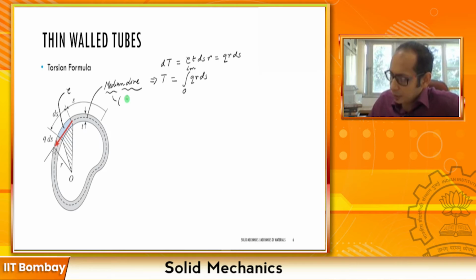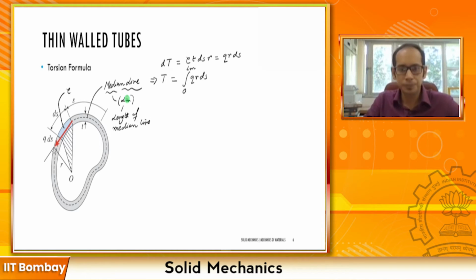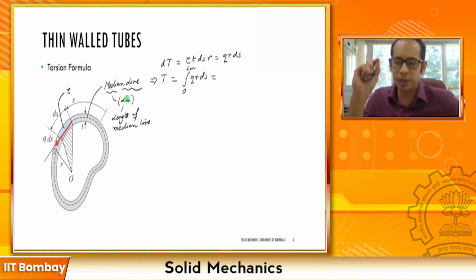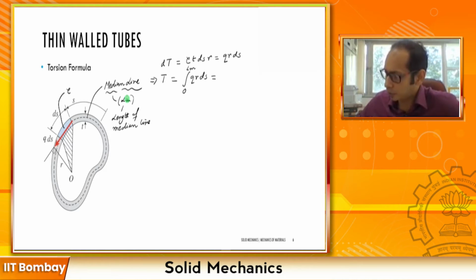So here I'm going to call this lm, which is nothing but the length of the median line. Since q is a constant, we derived that q, the product of the shear stress and the thickness, is the same throughout. So I can pull the q out of this equation: q times the integral from 0 to lm, the length of the median line, of r ds. Now, it is difficult to calculate this integral.